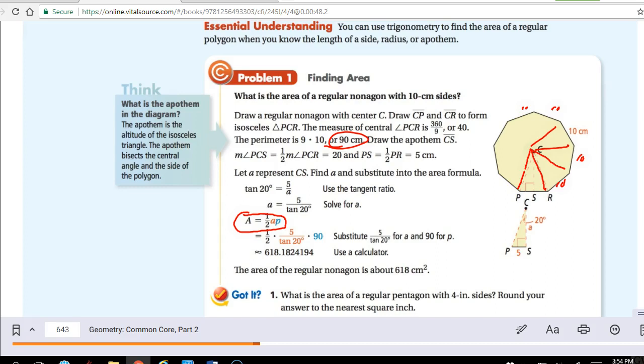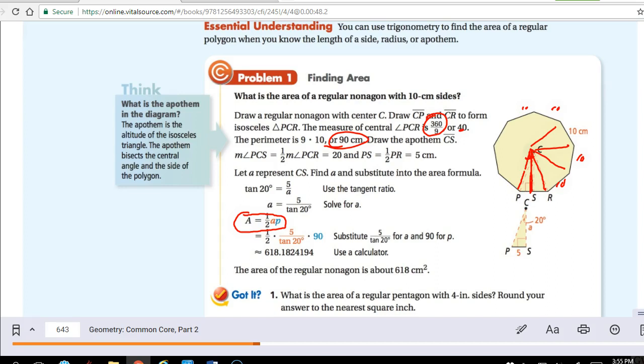Now, if you want to find what this angle is right here, you simply take 360 and divide it by however many sides you have, which in this case is 9, and you're going to end up with 40. Now, if that whole big angle is 40, and we draw this right down through here, that's called the apothem, and it's going to be half of that.